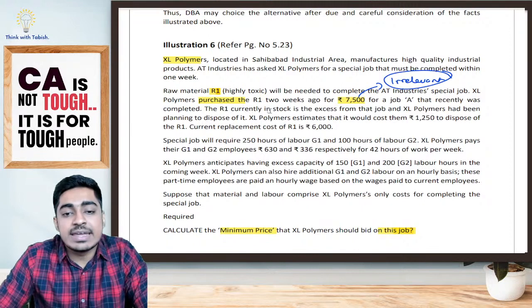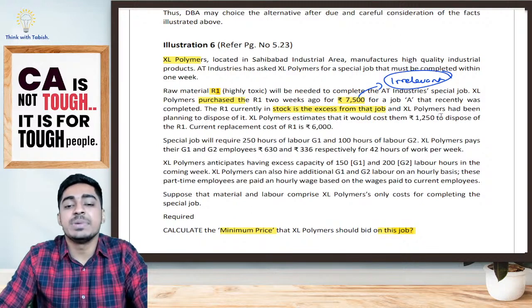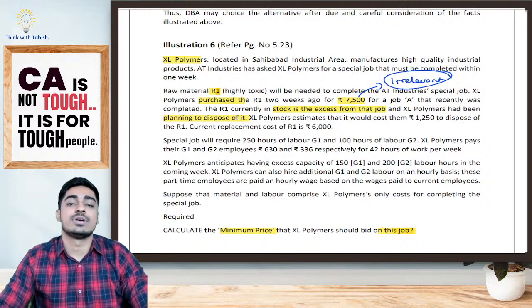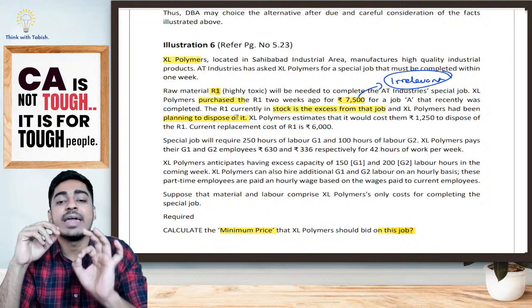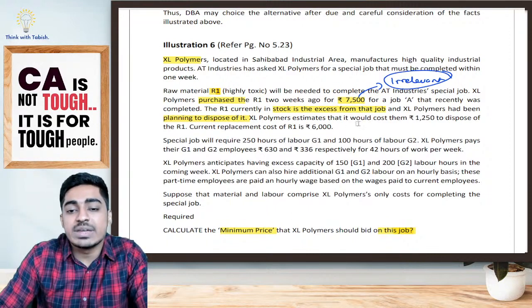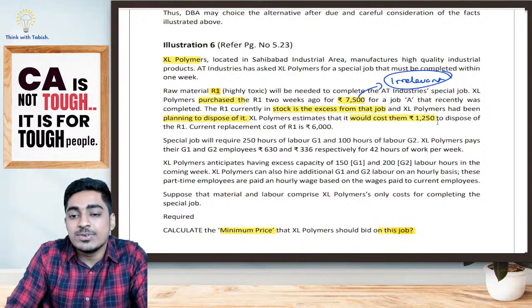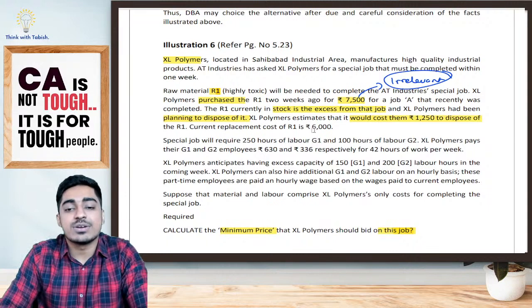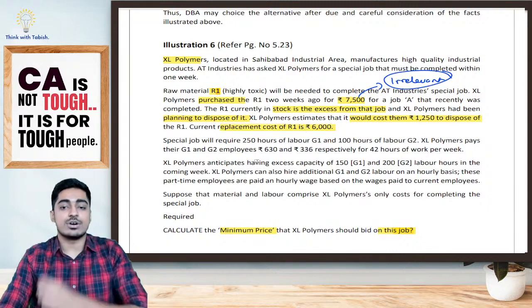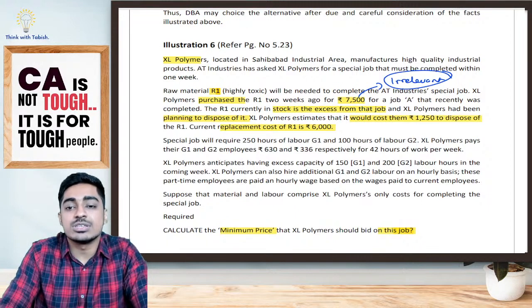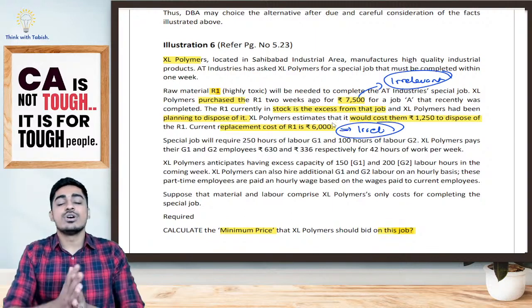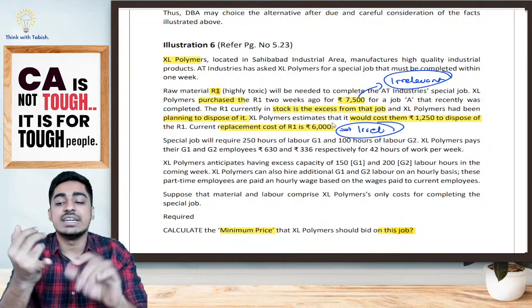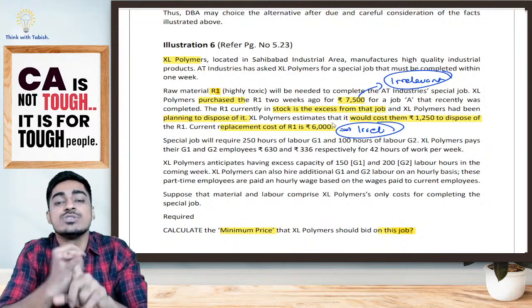Now, R1 is currently in stock, is excess from the job, is excess that is available, and the company was planning to dispose of it. Raw material is in stock and it is not regularly used. Excel Polymers estimates that it would cost them 1,250 to dispose of the R1. Replacement cost is 6,000 rupees. What is the relevant cost, students? Firstly, is replacement cost relevant? No, replacement cost is irrelevant because it is not regularly used. So raw material is in stock and it is not regularly used. It is realizable value or benefit from alternate use, whichever is higher.